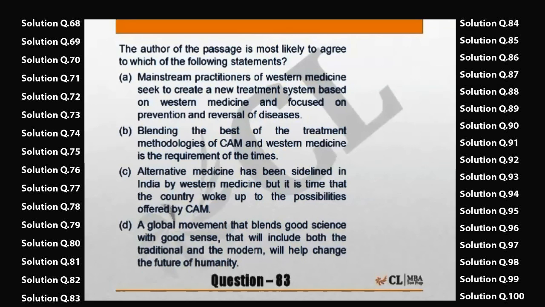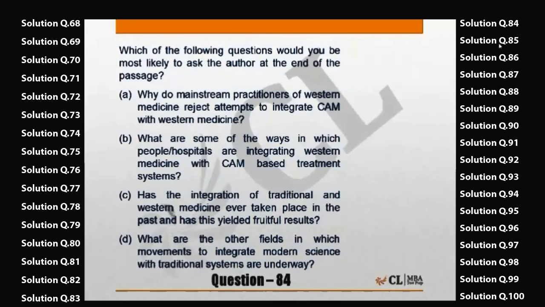Option D is out of scope, since it talks of a global movement that blends good science with good sense. This is something which is not at all involved or indicated from the passage. Anyway, let's move on to question number 84. This was the last question from this passage.